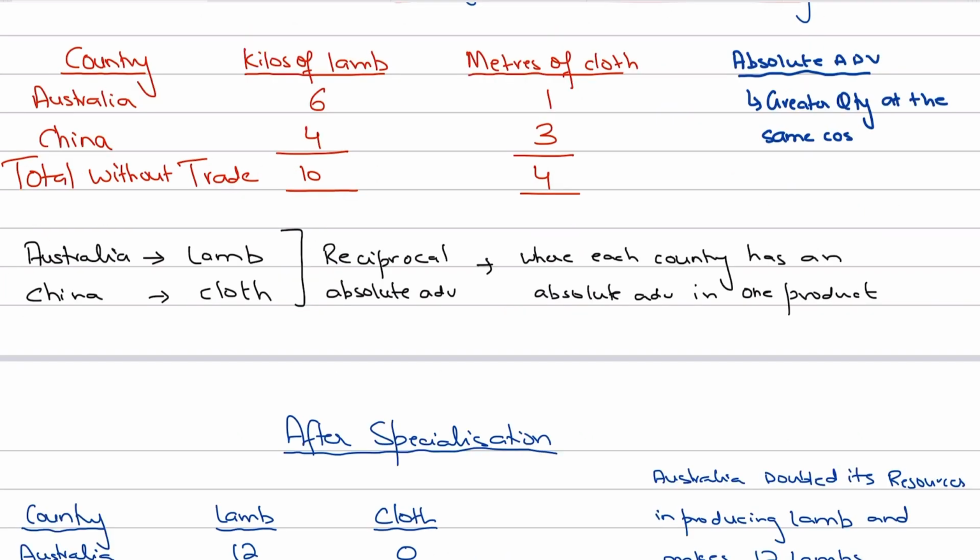Now we can see that Australia has an absolute advantage in the production of lamb because Australia can produce 6 kilos of lamb while China can only produce 4 kilos of lamb, right? On the other hand, China has an absolute advantage in the production of cloth because China can produce 3 meters of cloth while Australia can only produce 1 meter of cloth. So China definitely can produce more cloth than Australia using the same cost, right?